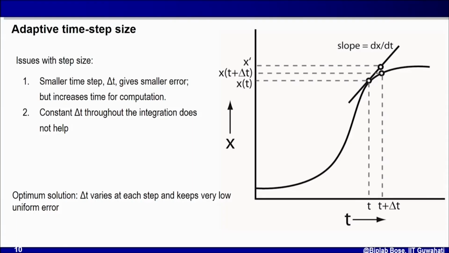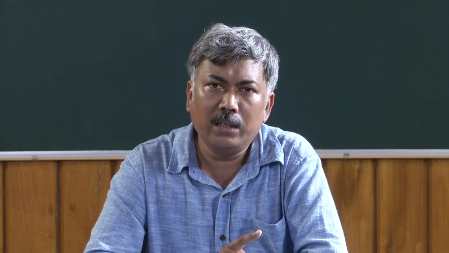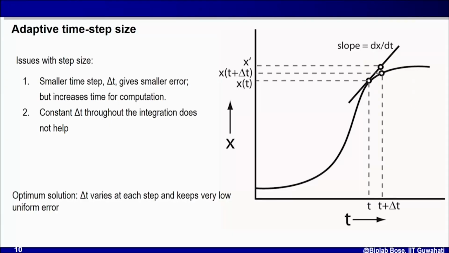Now, there is another issue. In this whole algorithm, whether it is Euler's method or the Runge-Kutta method, if you have noticed, I have used a fixed value of delta t for my whole calculation. But look at this graph shown in this slide. The same plot for the spread of infectious disease model that we have.